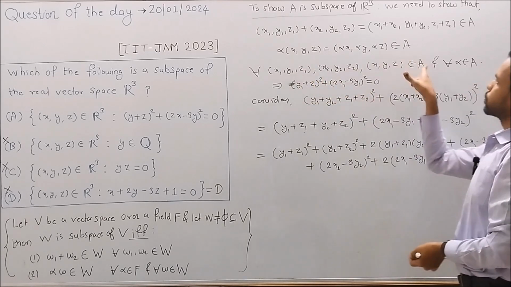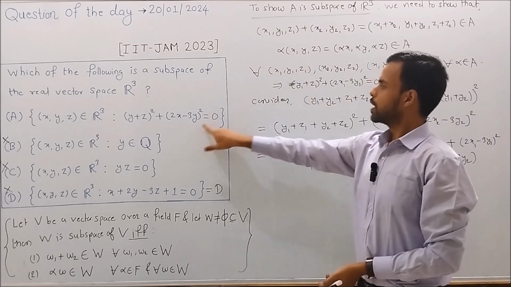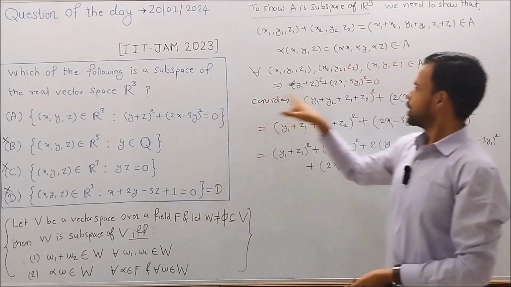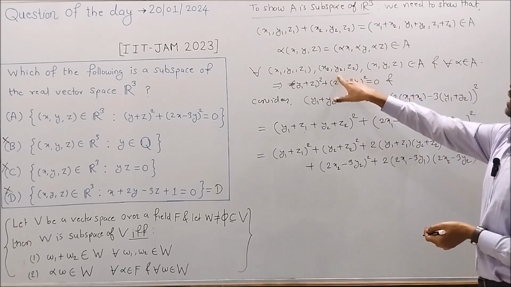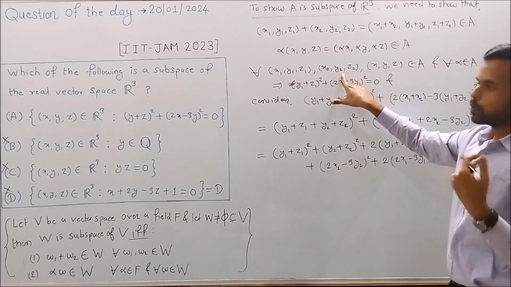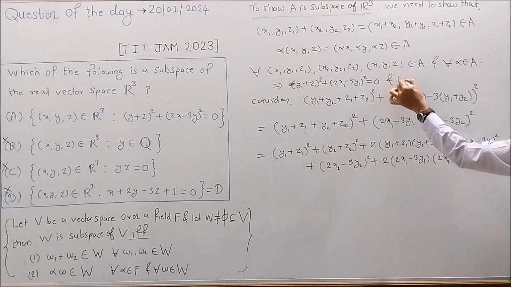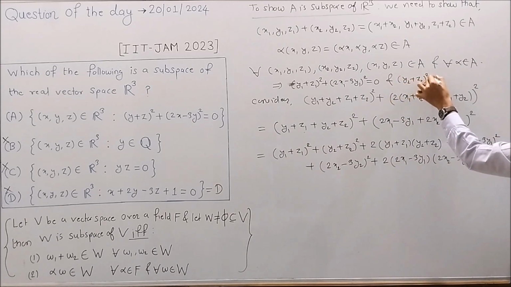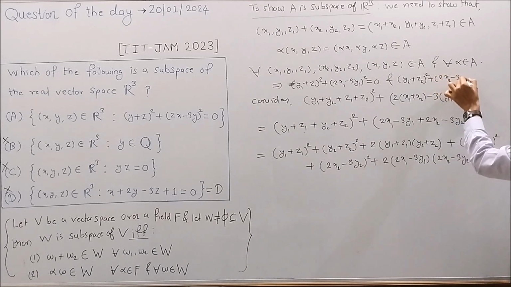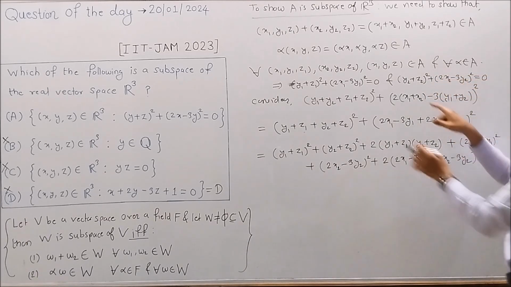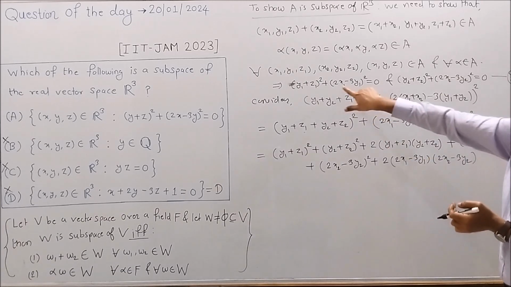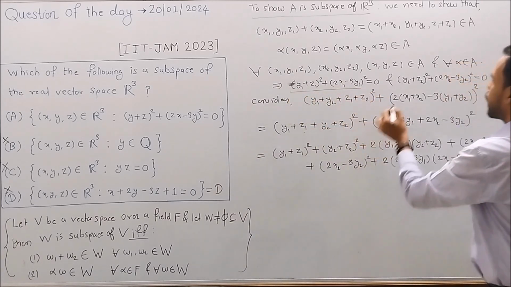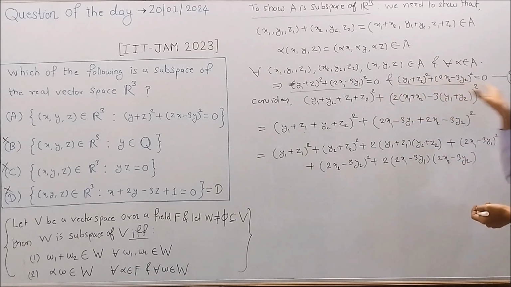Because this element belongs to A, it must satisfy this condition, that is (y1 plus z1) whole square plus (2x1 minus 3y1) whole square equals 0, and as (x2, y2, z2) also belongs to A, this element also satisfies this condition, that is (y2 plus z2) whole square plus (2x2 minus 3y2) whole square equals 0. Let's call these two equations equation star. I have denoted these two equations combined by equation star, and we will use equation star in this.